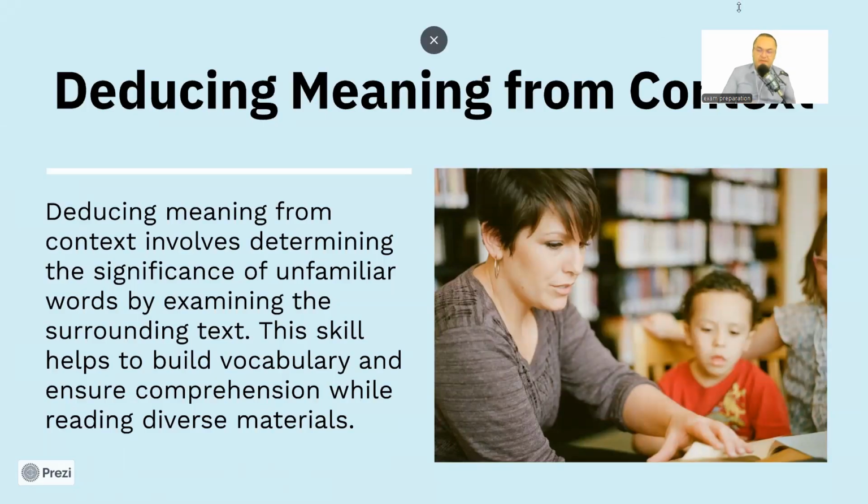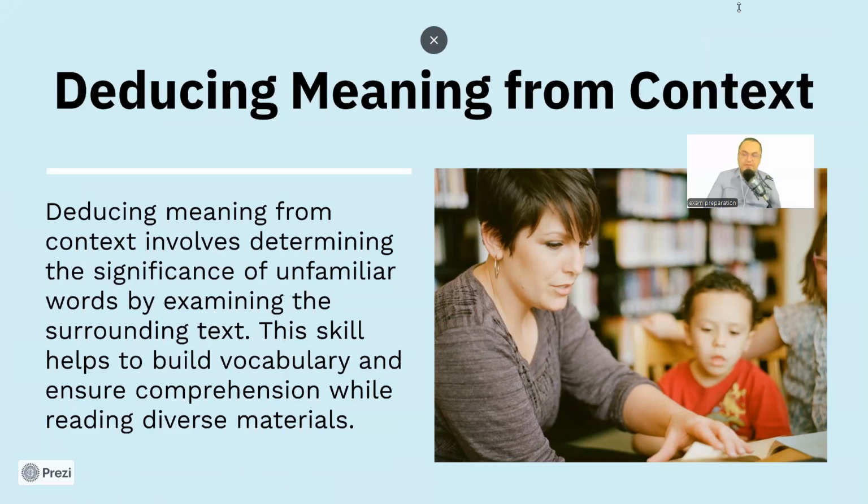Deducing meaning from context. I'm going to just take the paper and say, deducing meaning from context involves determining the significance of unfamiliar words by examining the surrounding text. The skill helps to build vocabulary and ensure comprehension while reading diverse materials.